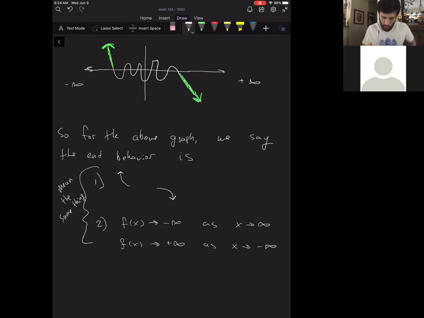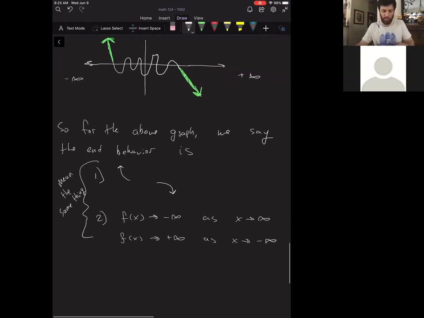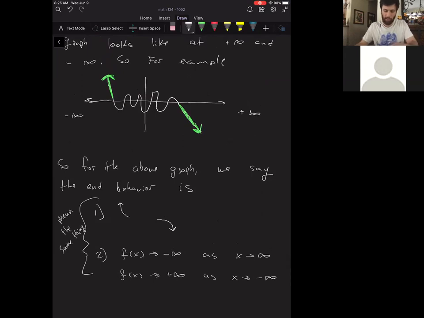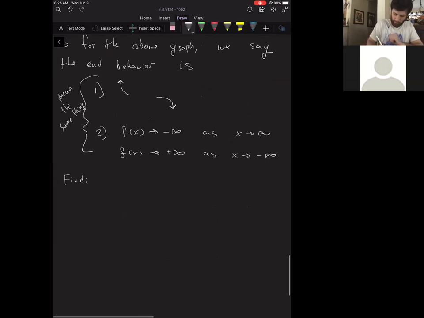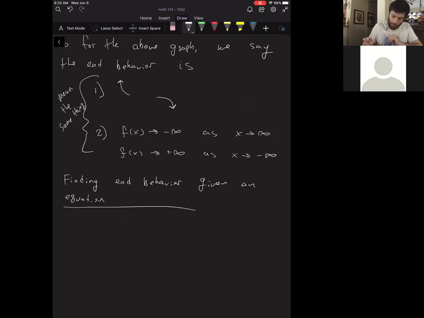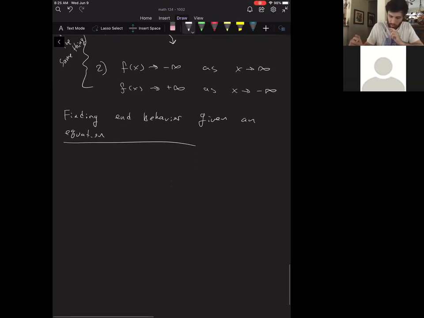All right. And so how do we determine it? Given a picture, it's easy to determine the end behavior. You just look at the left-hand side, look at the right-hand side, and see what it does. But for the most part, you're just given an equation, and you want to know, how can we find the end behavior? So let's do that. Finding end behavior given an equation. All that matters is the leading term. So how do we write this?